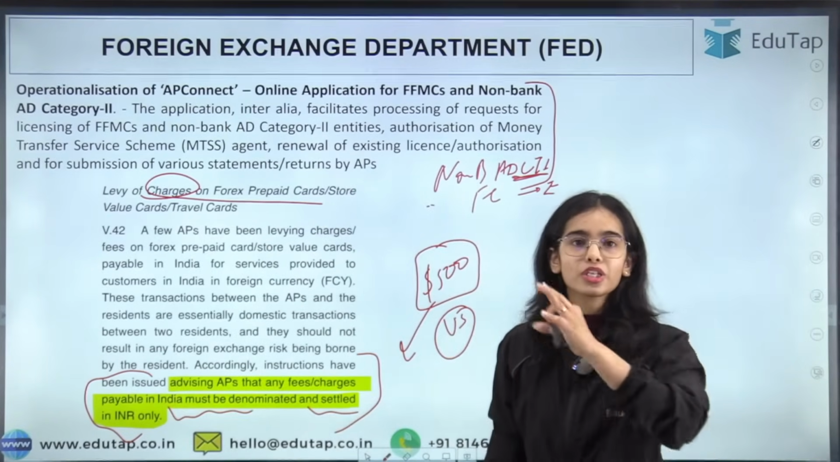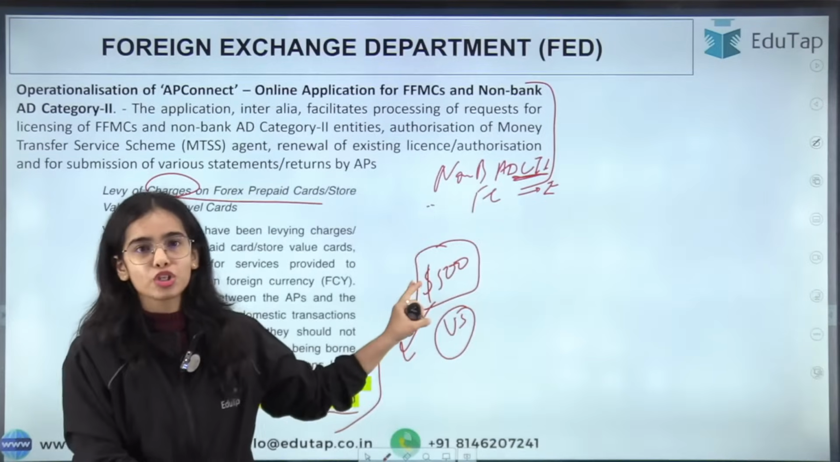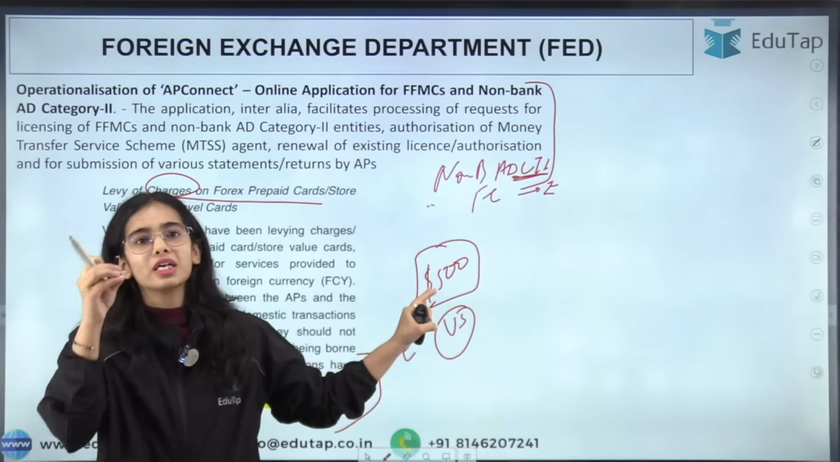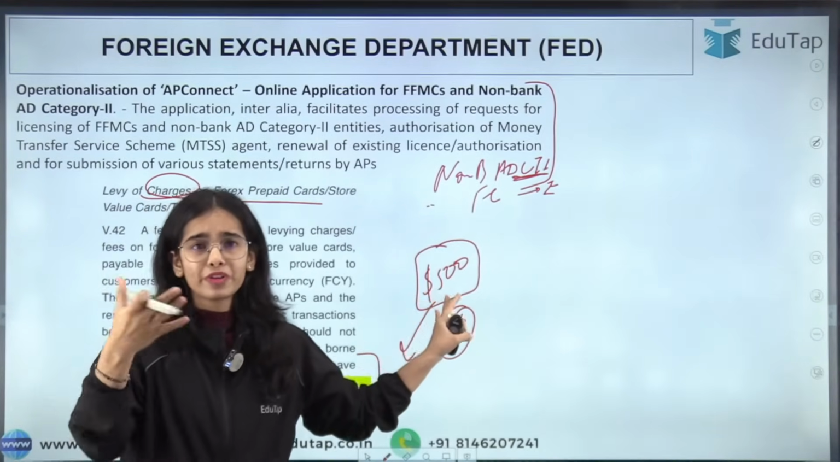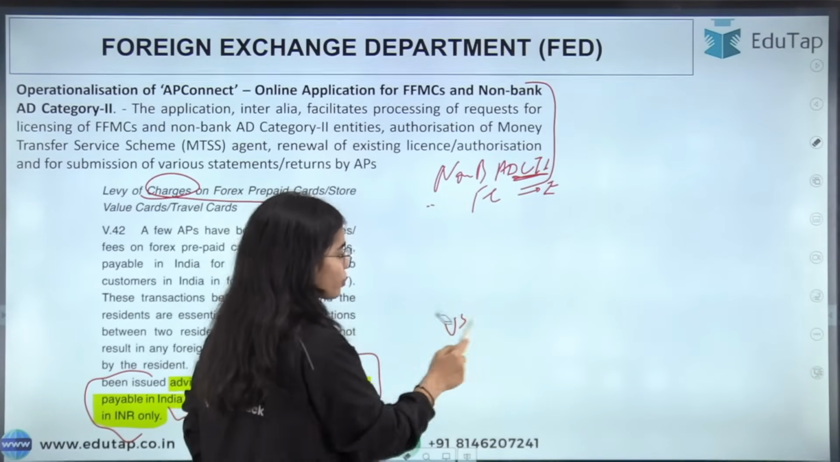So you should not charge in dollars. If you are charging the fees for the conversion of rupees into dollars, you should not charge the fees in other currencies. If it is being converted in India, you should charge in rupees only. Okay.